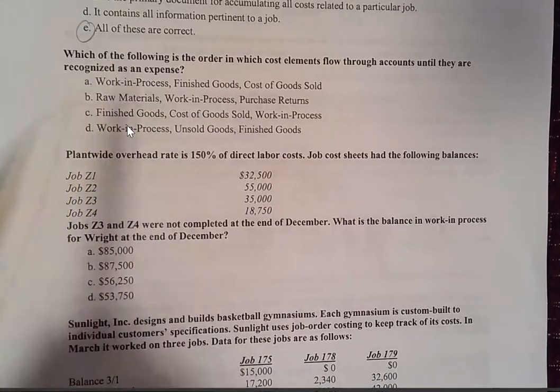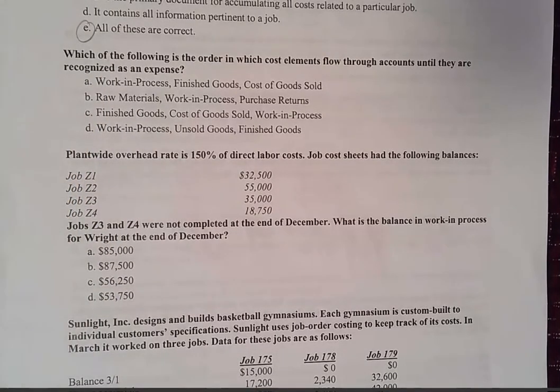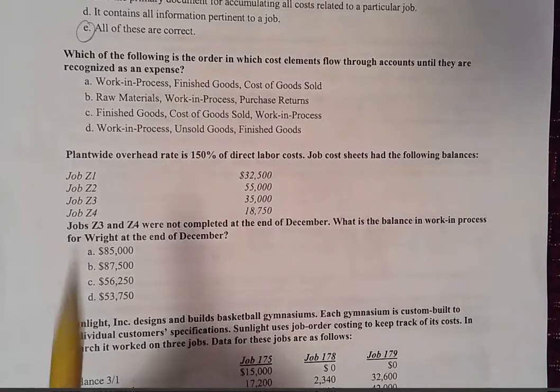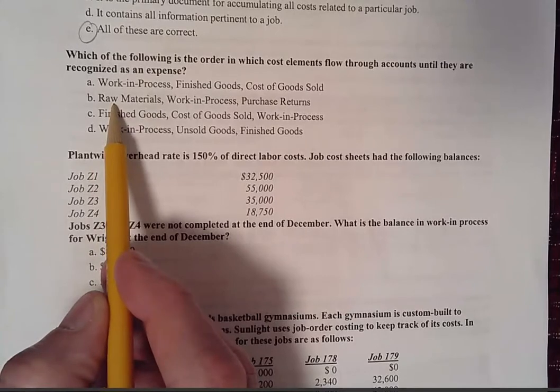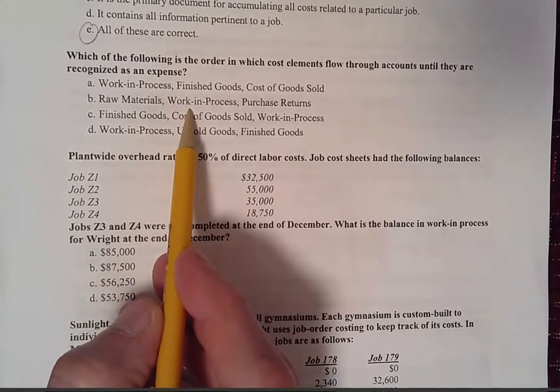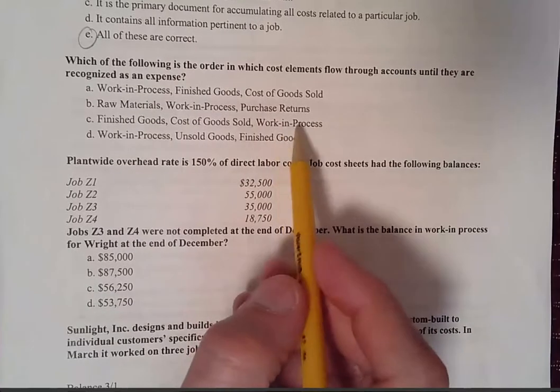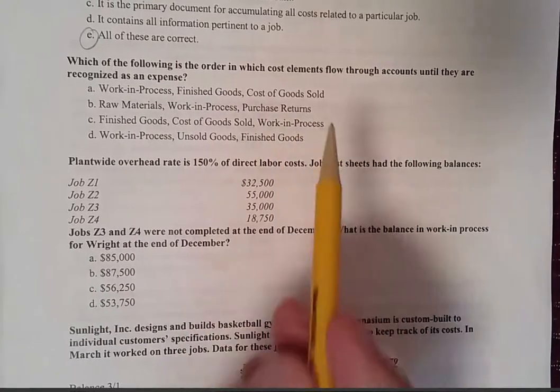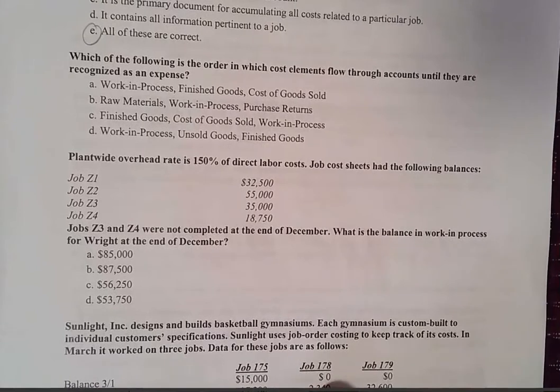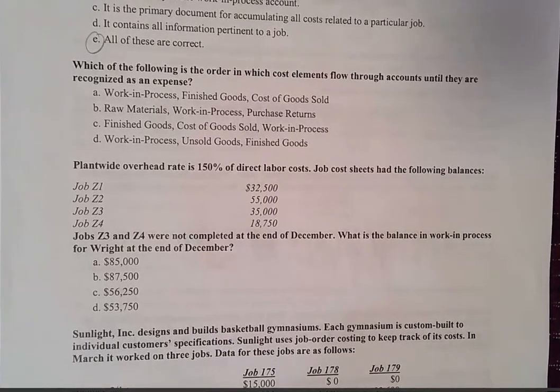It says, which of the following is the order in which cost elements flow through accounts until they are recognized as an expense? Okay, so raw materials is where we would actually start at the very beginning. Look at choice B, raw materials to work in process. That's good, but we have a problem. Purchase returns is not part of that process. So since that's the only choice that starts with materials, we're not actually starting at the very beginning here.